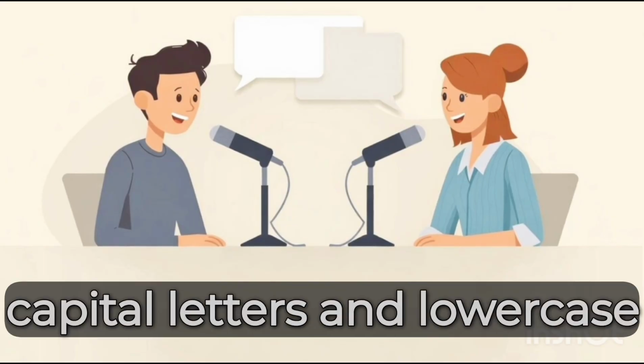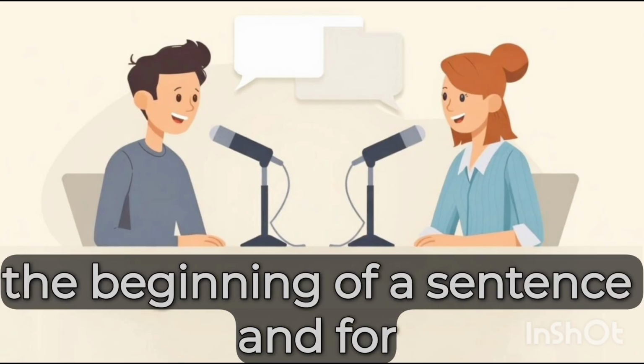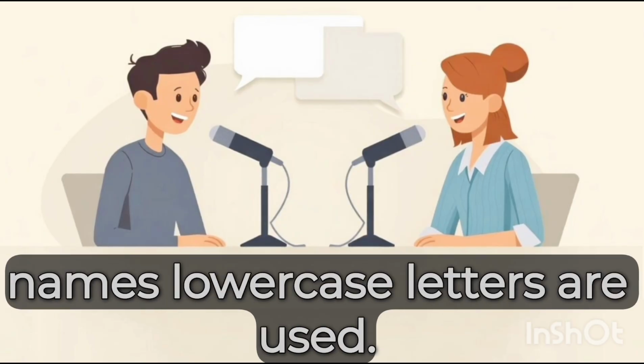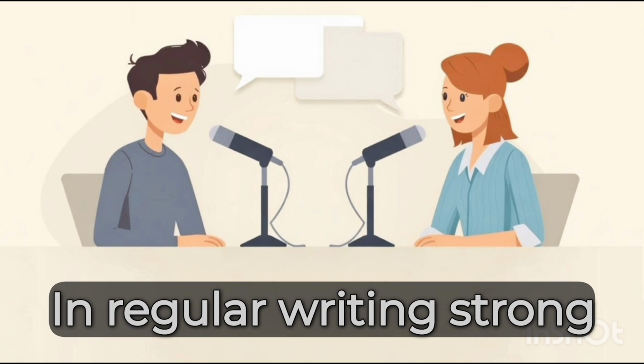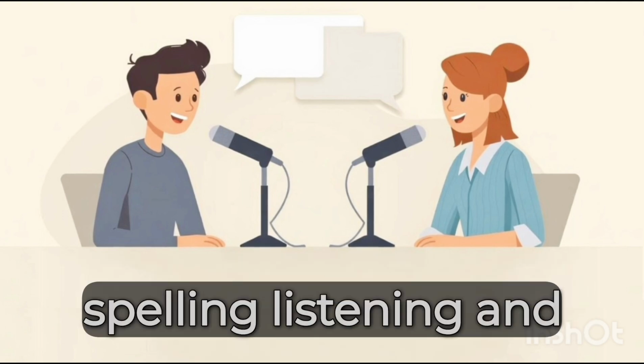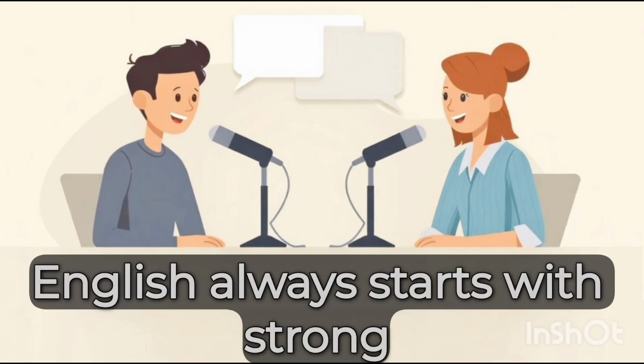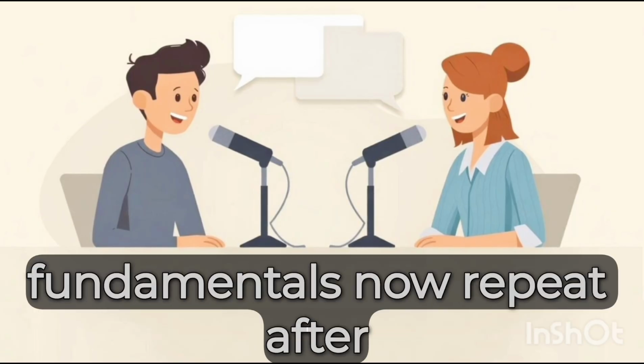English uses capital letters and lowercase letters. Capital letters are used at the beginning of a sentence and for names. Lowercase letters are used in regular writing. Strong alphabet pronunciation helps you with spelling, listening, and speaking confidently. Fluent English always starts with strong fundamentals.